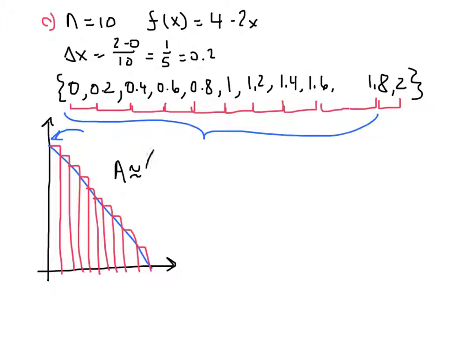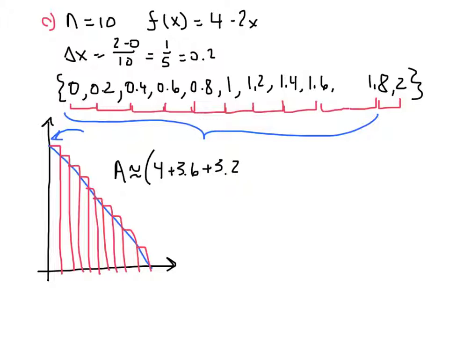excuse me, when you plug in 0, we still get 4. When you plug in 0.2 and double it, you get 0.4, and 4 minus 0.4 is 3.6. When you plug in 0.4 and double it, you get 0.8. 4 minus 0.8 is 3.2. And then what you're going to notice is that each time you go down by 0.4.